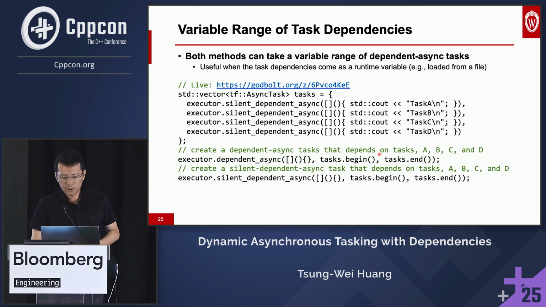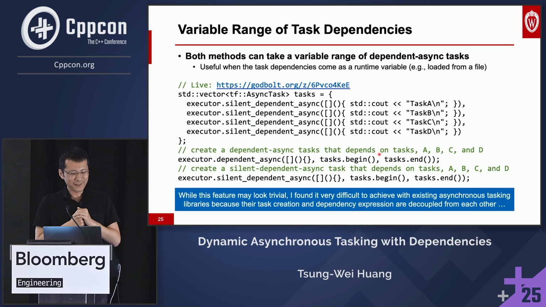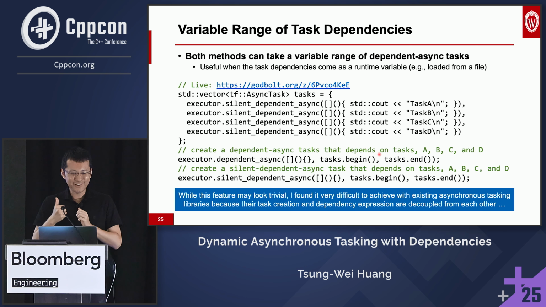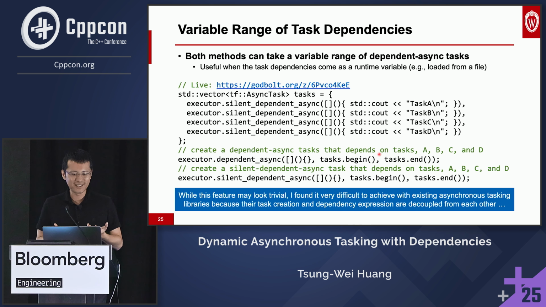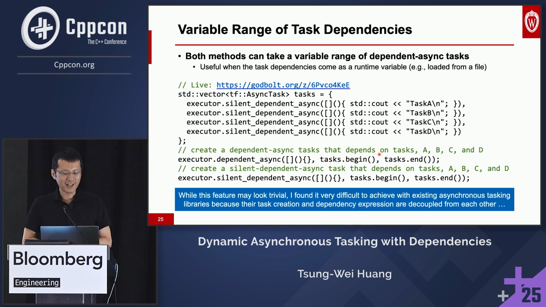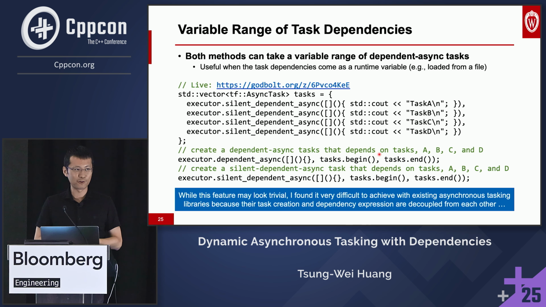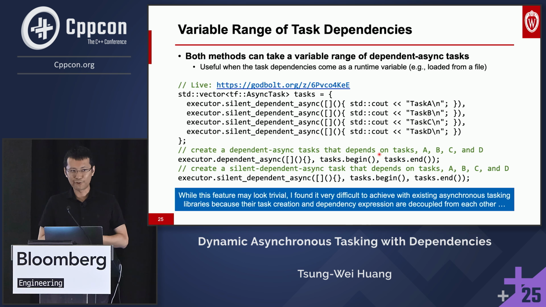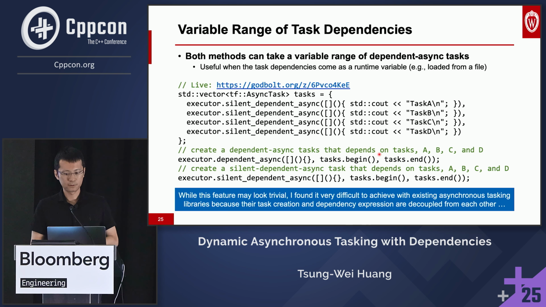Well, you might feel this feature is very trivial. Unfortunately, when I was using existing libraries, I found this simple feature very difficult to achieve with many of the existing asynchronous tasking libraries, because their task creation and dependency expression are usually decoupled from each other. For example, if your task graph comes as a runtime variable, such as loading the task graph structure from a file, it is very difficult to do with OpenMP and the C++ standard sender/receiver model.